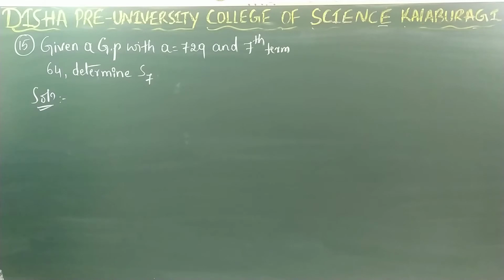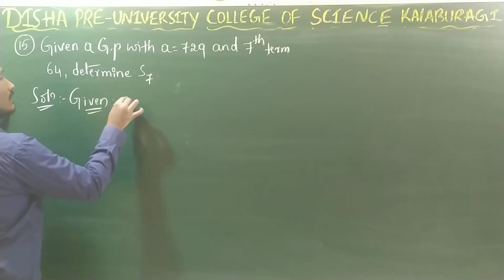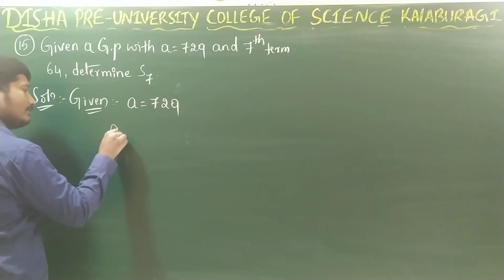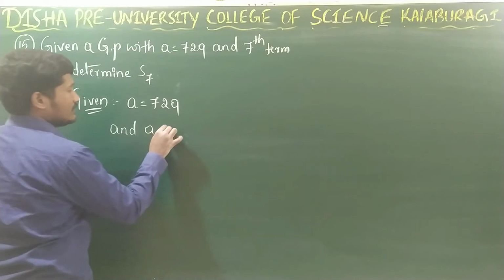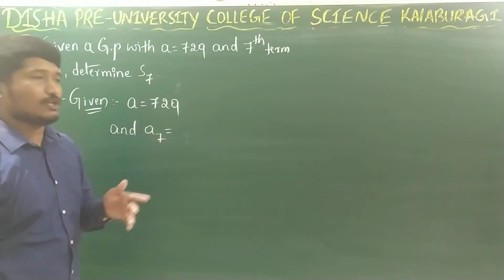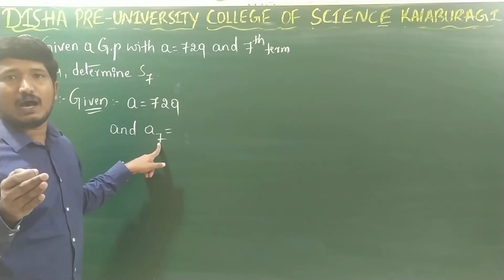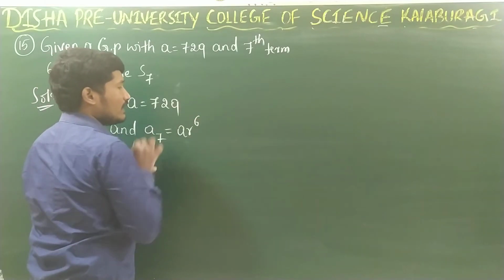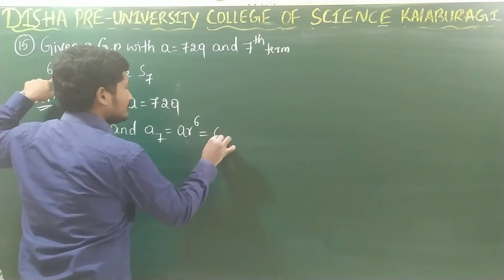Solution. See here. First let us write the given things. What is given? We are given A is equal to 729, right? And A7, that is the seventh term of the GP, is equal to, nth term is given by what? A into R power n minus 1. Here the value for n is 7, right? So it is given as A into R power 7 minus 1. A into R power 6, it is given as 64, right?